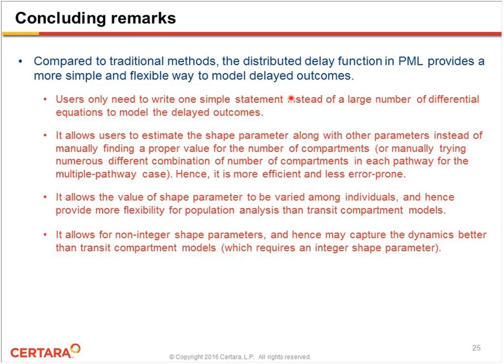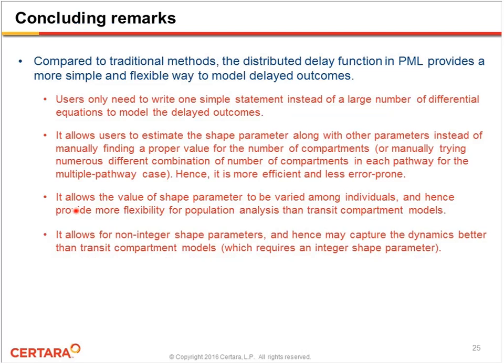Okay, now I just want to make some summary remarks. Compared to the traditional method, the distributed delay function in PML provides a simpler and more flexible way to model delayed outcomes. For example, users only need to write one simple statement instead of a large number of differential equations to model the delayed outcomes. It also allows users to estimate the shape parameter along with other parameters instead of manually finding a proper value for the number of compartments. Hence, it's more efficient and less error-prone.